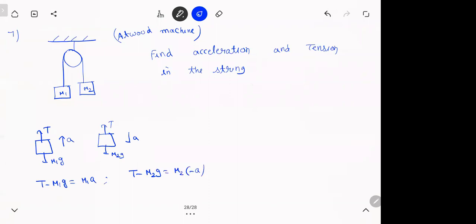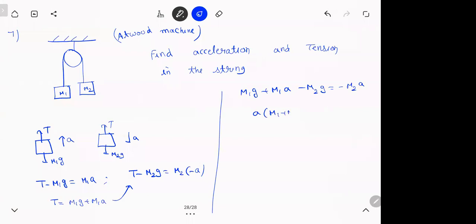So two equations, two unknowns. From here we get T is M1G plus M1A. Take this and put it here. Then this will become M1G plus M1A minus M2G minus M2A. Bring all the A's to one side and the G to the other side. So we get A equals M2 minus M1 by M1 plus M2 into g. You can remember this result.